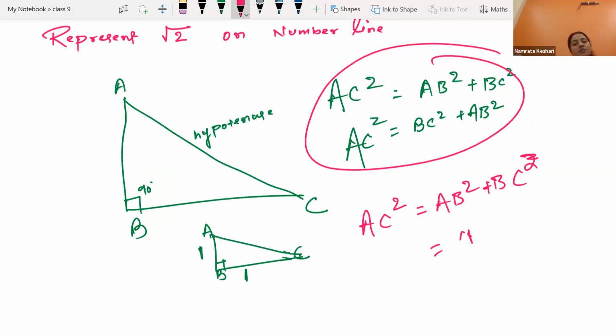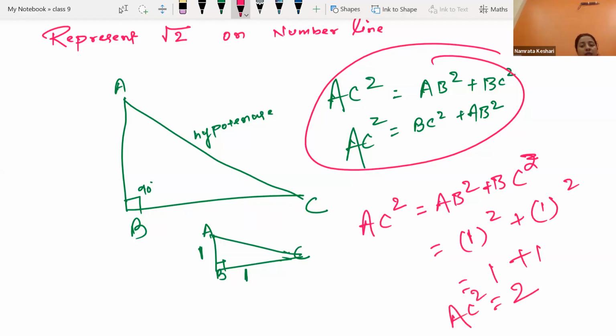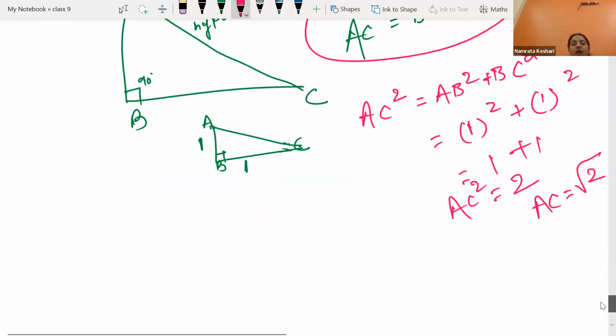So you are taking AB as 1 and BC as 1 because I have given you. From where it came, you don't have to worry about that. So you are getting 1 plus 1, that means you are getting 2. Your AC square is 2, then your AC will be square root of 2. Is it clear to everyone? Yes, ma'am. Apurva, Aleph, are you getting it? Yes, ma'am.